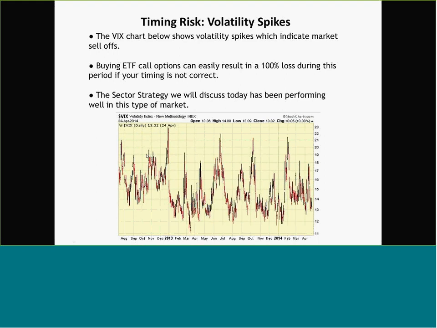And what we're always facing is market timing risk when we enter trades, especially option trades, which are leveraged. And this is just a daily price movement of the VIX index, the fear index. And each one of these spikes in the index represents a market sell-off. And you can see there's quite a few of them here. And if you buy an option, which is leveraged, during any one of these periods where you see a spike up and you have bad timing, of course, buying an option can result in 100% loss if your timing is off. So we want to try to avoid that with the sector strategy.